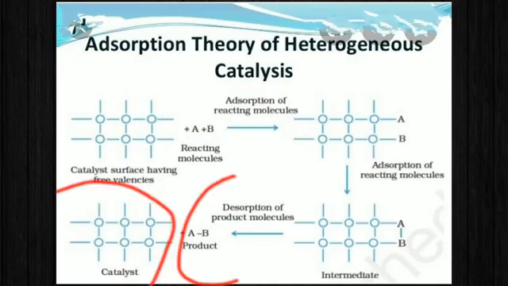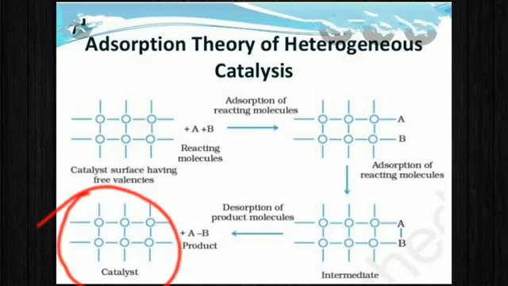In step 5, there is diffusion of reaction products away from the catalyst surface. The surface of catalyst, unlike the inner part of the bulk, has free valences which provide the seat for chemical forces of attraction. So students, this theory explains why the catalyst remains unchanged in mass and chemical composition at the end of reaction and effective even in small quantities.